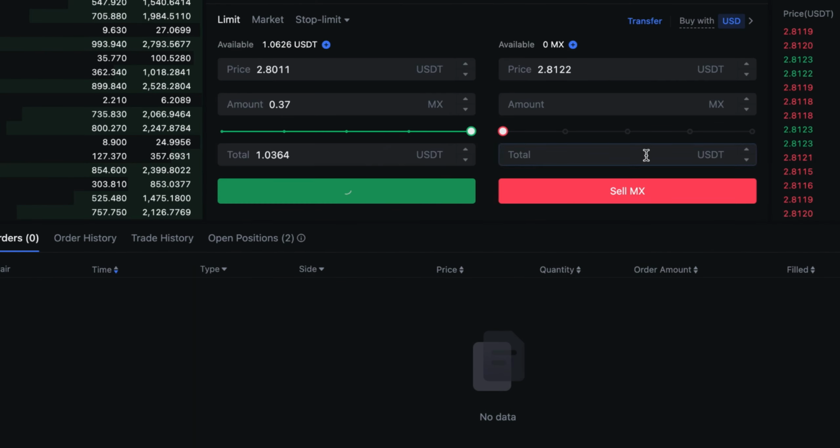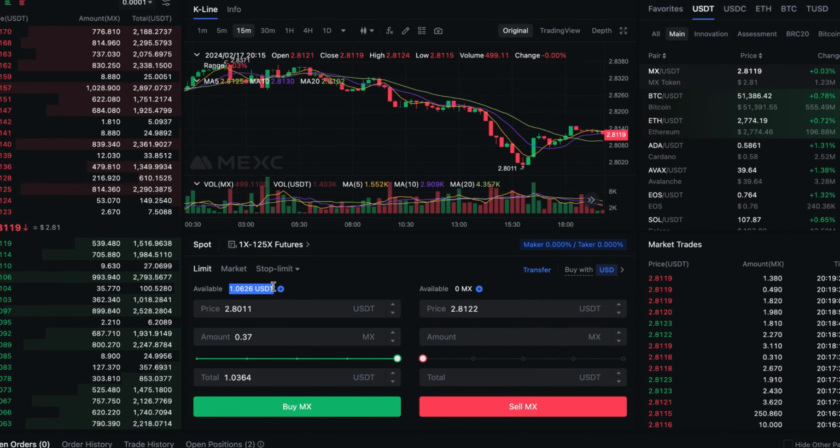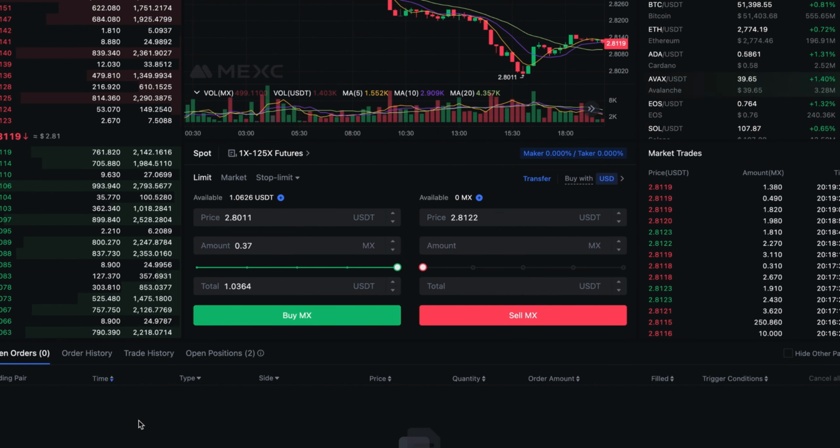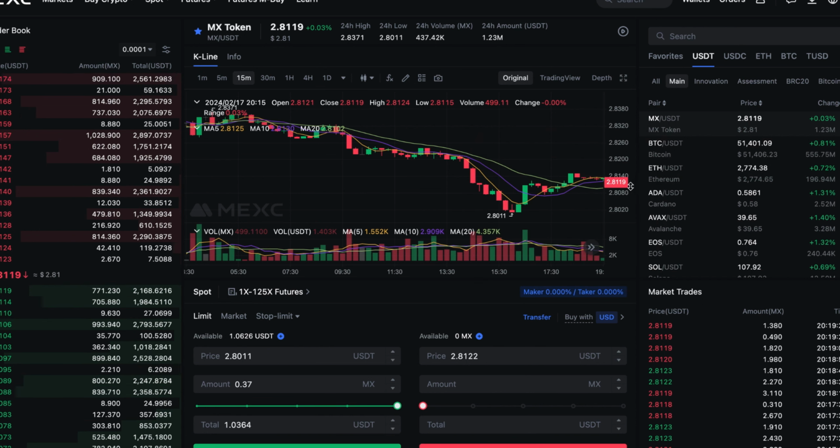Now click on confirm. Right now I can't actually fill this order because I have just 1 USDT in my account. I don't have up to 5 USDT. But once I place this order, it's going to be added to the open orders. This order is not going to be triggered because the current price of MX token is 2.8119. So this price needs to get down to 2.8011, which is below this level.